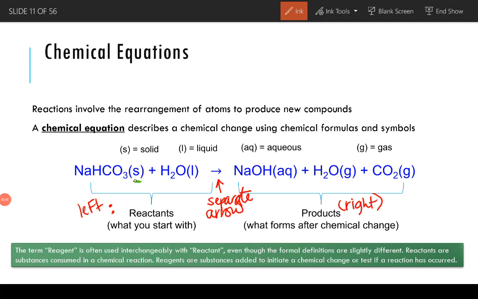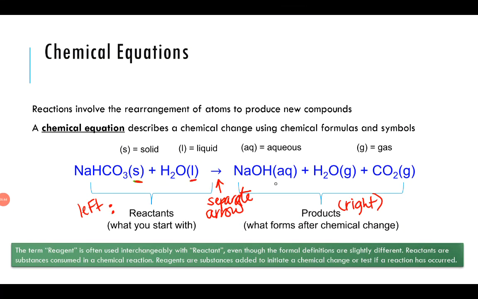So the phase symbols represent what state of matter it is. And so you can see that we have water on both sides of the reaction arrow, but it does change phase. And so that is a change that's occurring, and so it should be represented in the chemical equation.